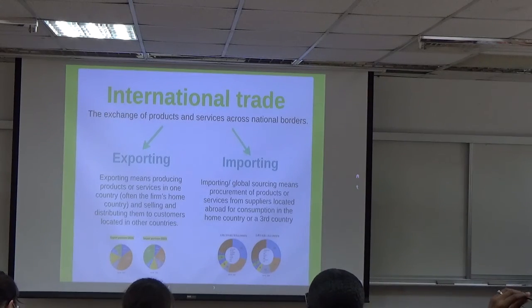Basically, it's the exchange of products and services across national borders, typically through exporting and importing. And exporting and importing are rather easy concepts. Exporting means producing products and services in one country, often your home country, and then you sell or distribute these products and services to customers located abroad. For instance, in Taiwan, we produce agricultural fruits and we sell them to overseas customers. It's one of our largest exports in Taiwan.